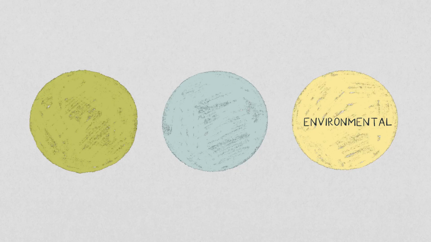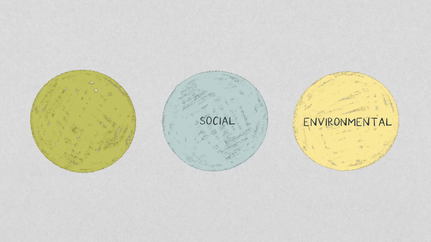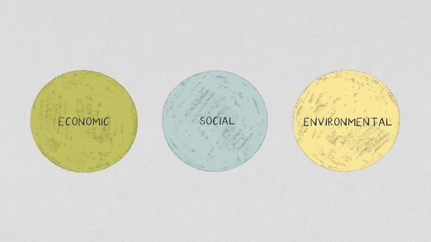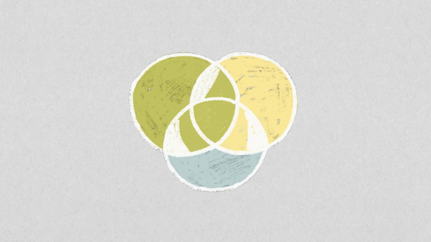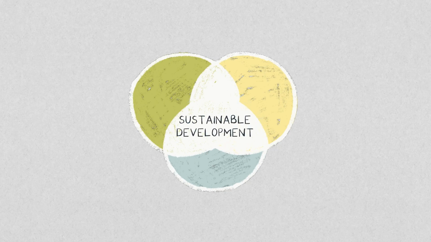Scholars usually distinguish three dimensions of sustainability: environmental sustainability, social sustainability, and economic sustainability. Only when these three are met together, one could speak of truly sustainable development.